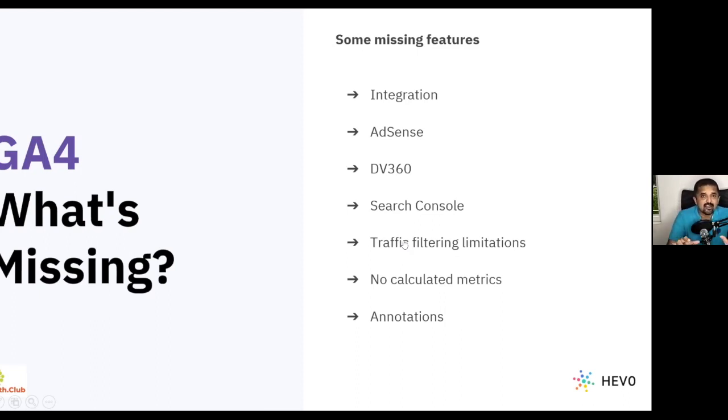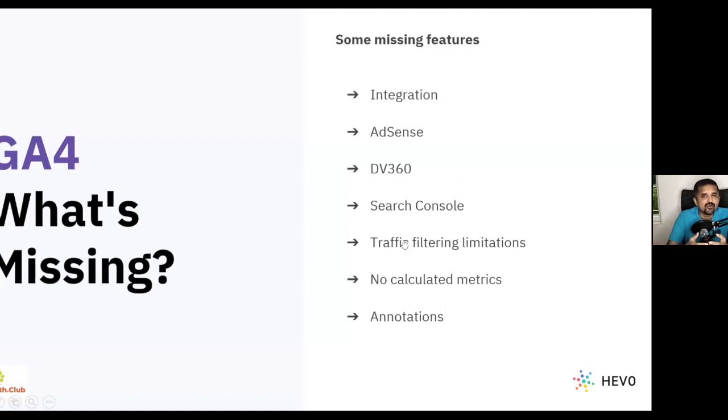Calculated metrics. I loved this feature in Universal Analytics, where you can create your own calculated metrics, although there are some pre-built calculated metrics like CTR, conversion rate, etc. Let's say there is a metric that you want to track, let's say sessions per user, and you could have created that. Sorry about that. You could have created that in Universal Analytics simply by creating a calculated metric where you put a formula, sessions divided by users. You can't do that in Google Analytics 4 right now.